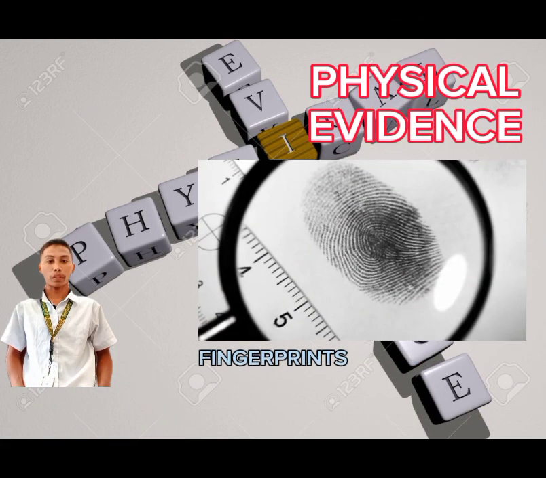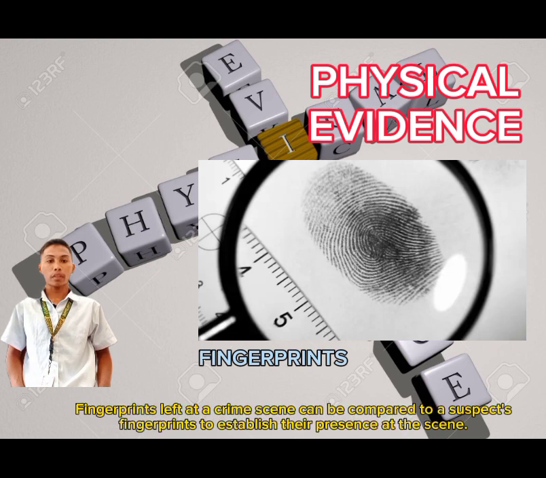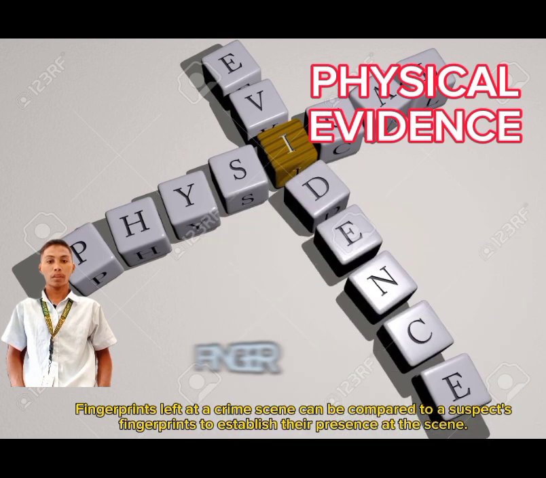Number 2. Fingerprints. Fingerprints are unique to each individual and can be found on various surfaces such as glass, metal, or paper. Fingerprints left at a crime scene can be compared to a suspect's fingerprints to establish their presence at the scene.